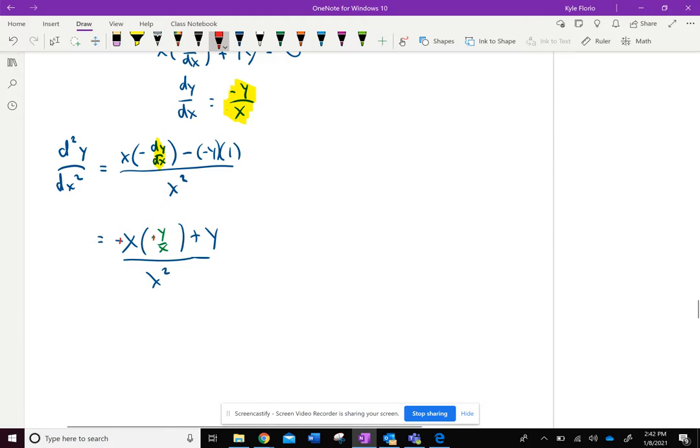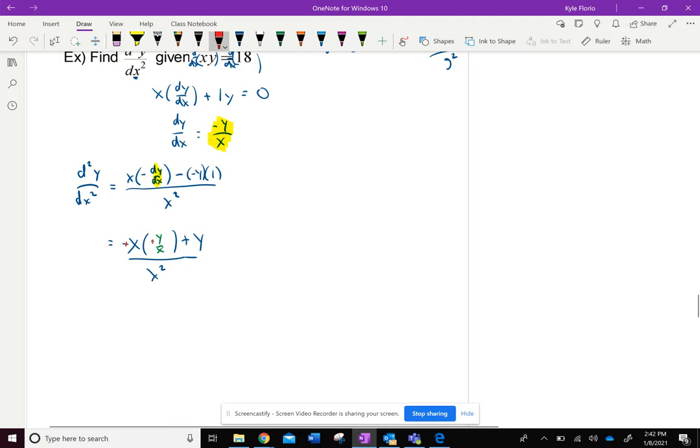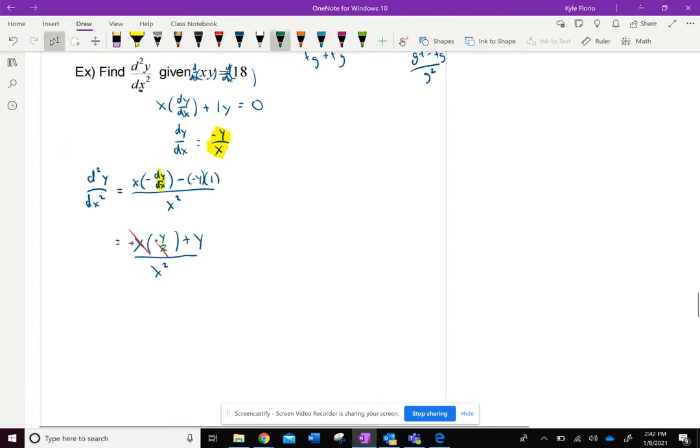So let's see, anything else happen here? Oh, the x and the x are going to divide out. So I'm just going to get a y. So what am I left with? I'm left with y plus y over x squared, which is 2y over x squared.